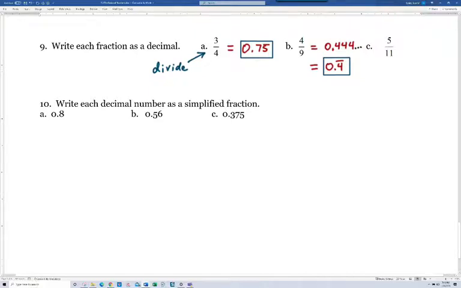And then we have 5 divided by 11. You should get a bunch of repeating 45s. So the part that repeats gets the bar. That's 4 and 5. And so this is 0.45 with a bar over it.